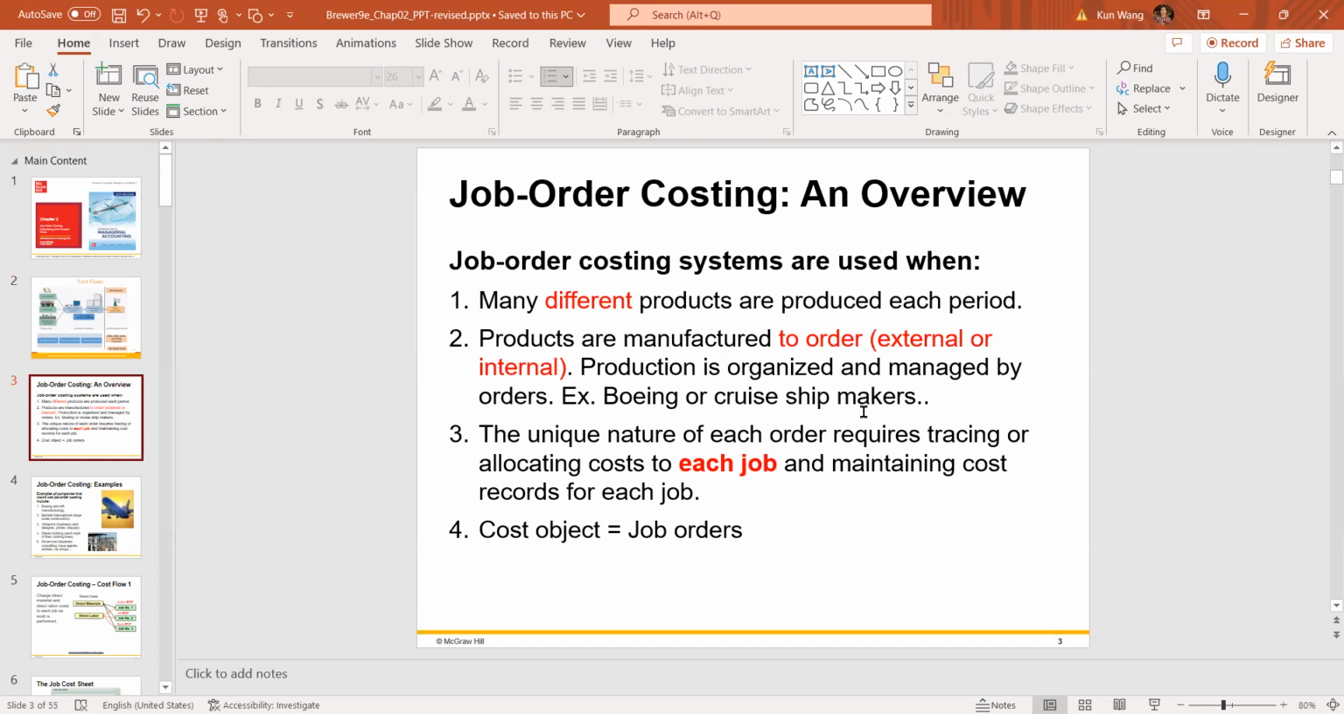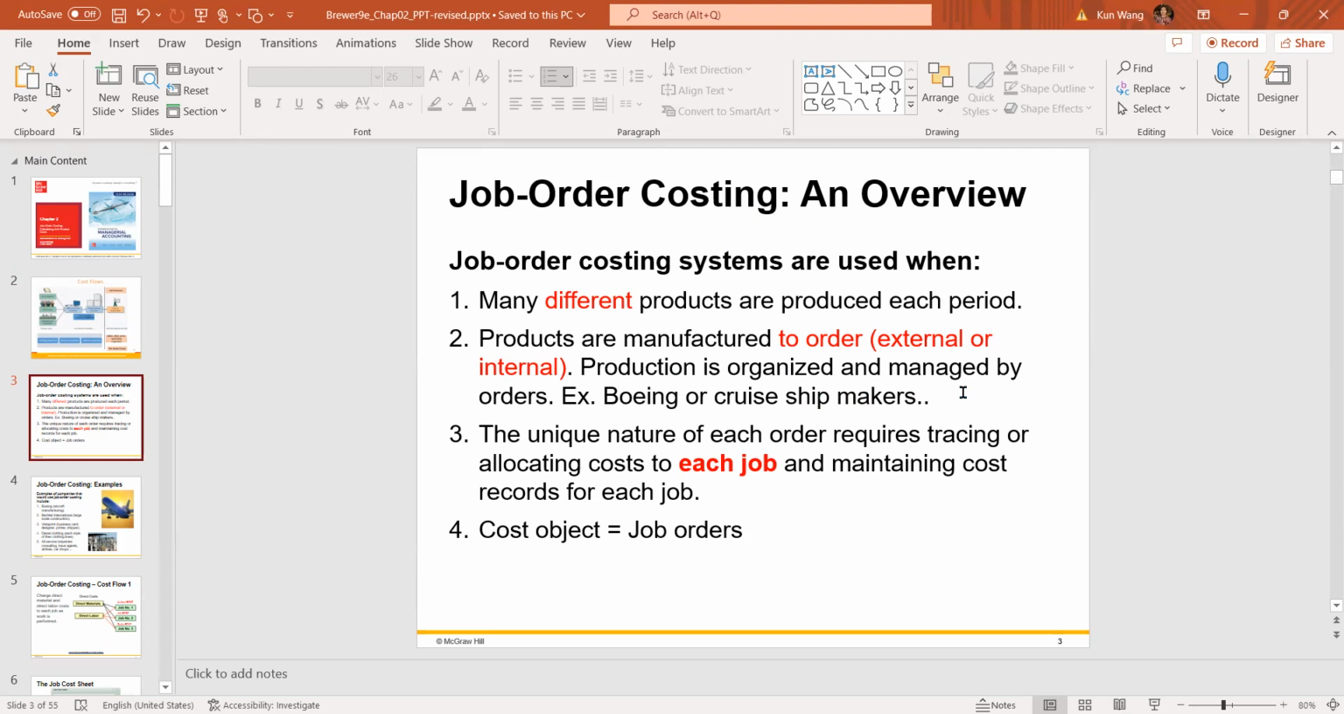In a job order costing system, companies normally make different products or provide different services in each accounting period. So the products or services are manufactured to order. These orders can be from external customers or generated from an internal production order. So the production of services is organized and managed by the different orders. We track by the different orders, such as the aircraft or the cruise ship made by the company.